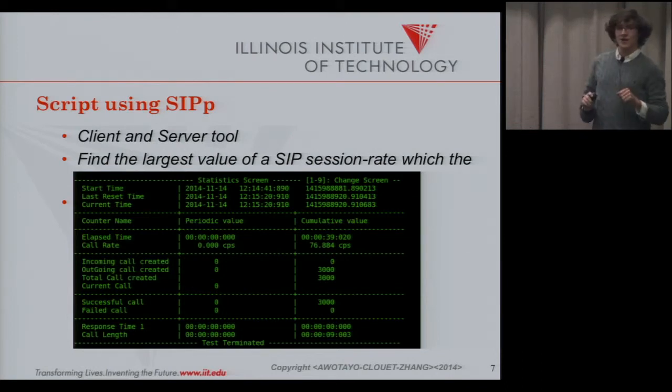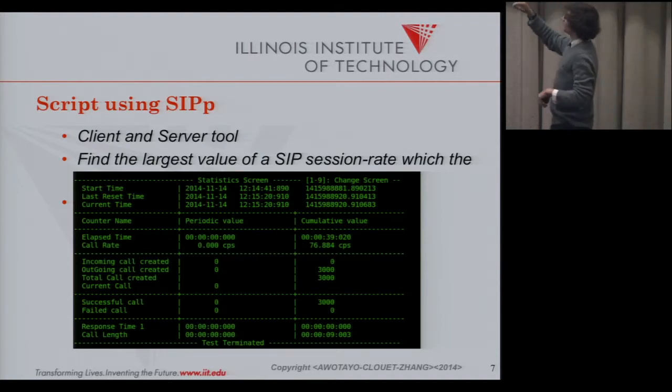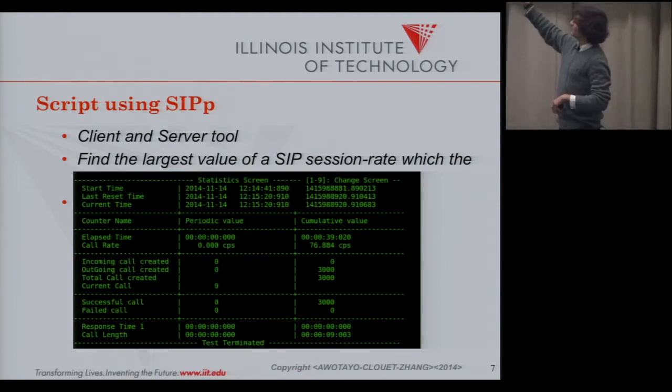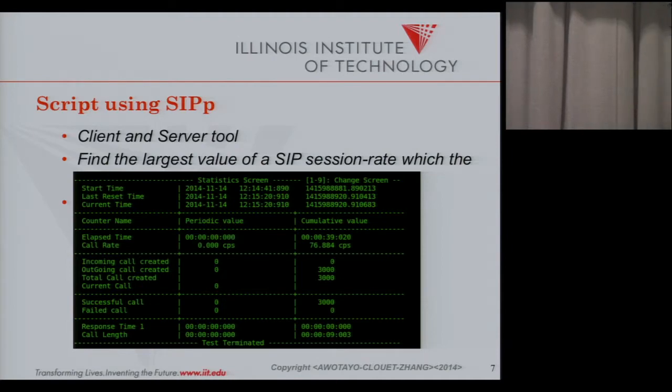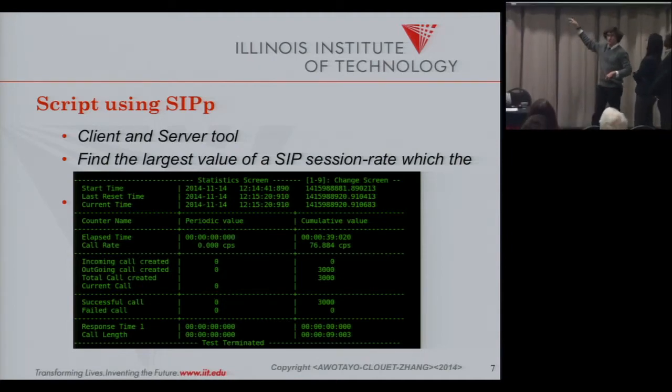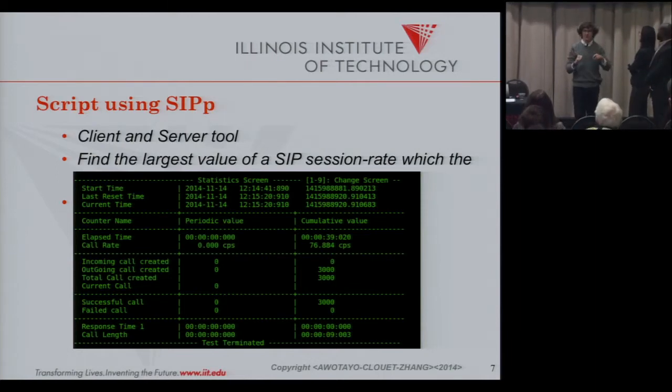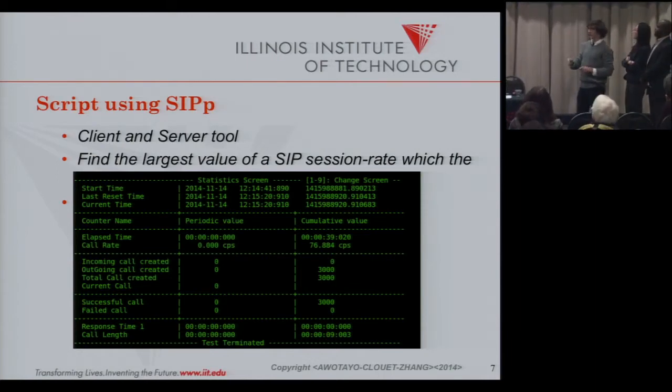Each time you run the script or the SIP tool, you have a log file on your computer, and you can see many values. The ones we are interested in are the successful calls and failed calls. In this one, you can see there are 0 failed calls and 3,000 successful calls. Each time we look at the number of failed calls to decide on another test.